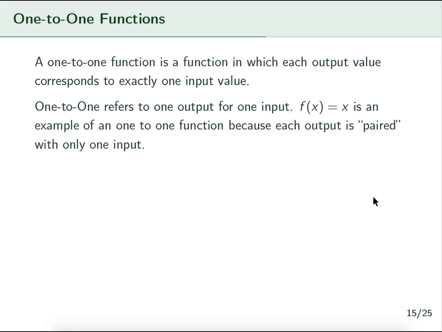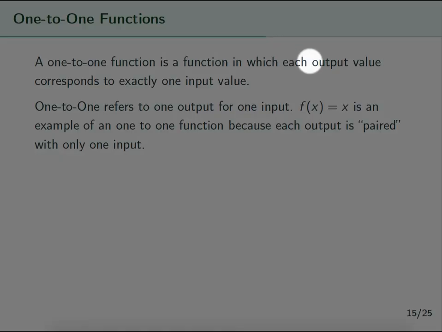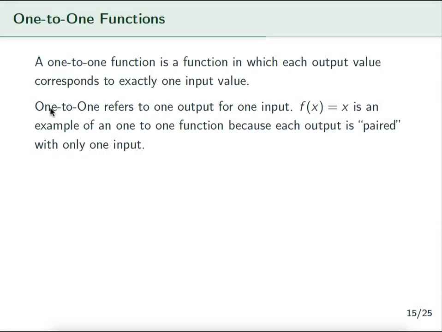A one-to-one function is a function in which each output value corresponds to exactly one input value. The name one-to-one refers to one output for one input. So f(x) = x is an example of a one-to-one function because each output is paired with one input.